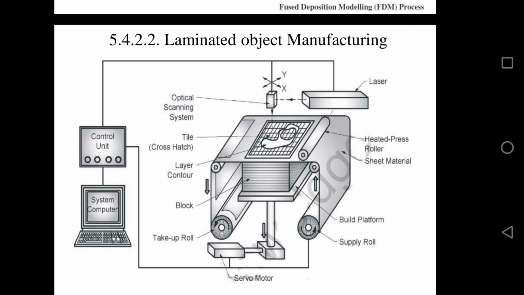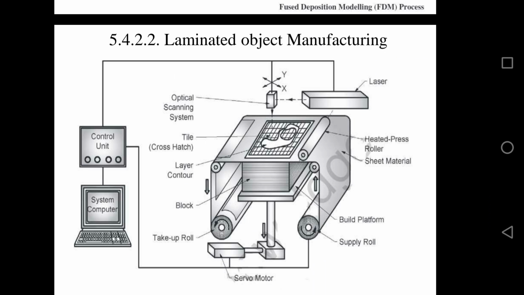Okay, so the material is rolled up on a supply roll, it passes over the build platform and finally goes to the take up roll. You can see on the right side we have a supply roll, in between we have a build platform, then to the left we have the take up roll. So the heating press roller passes across the sheet after placing it on the build platform. Due to this heat activated adhesive, the layer is bonded to the previous layer.